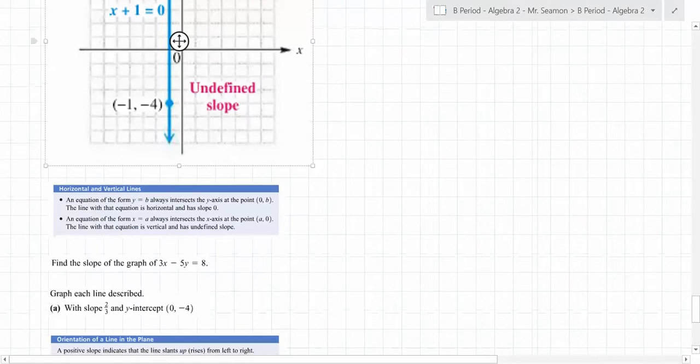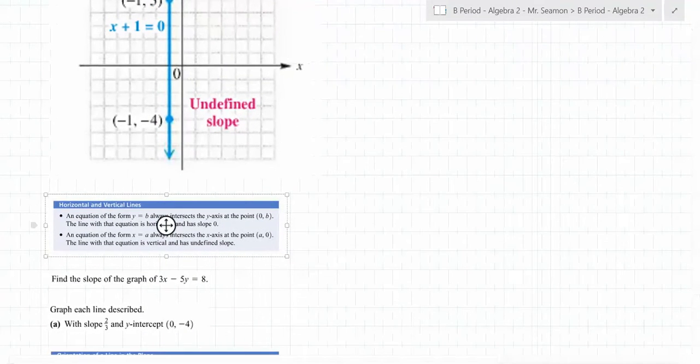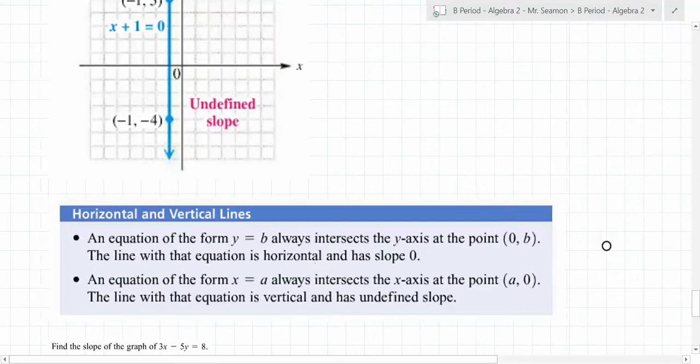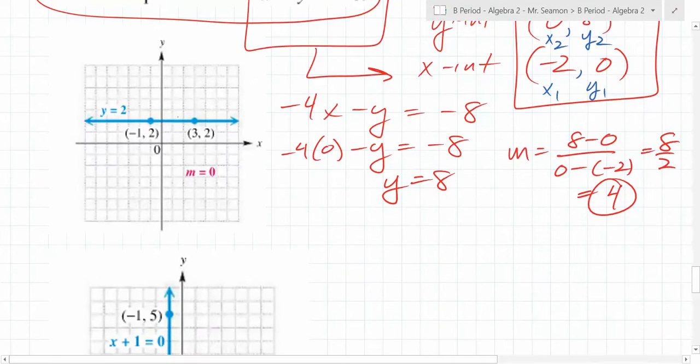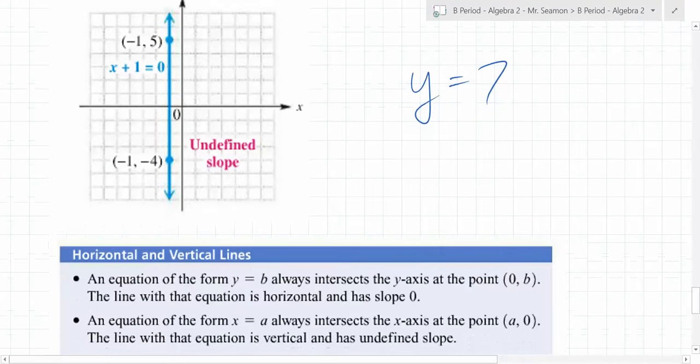Vertical. Exactly. So if you have an equation that's of the form y equals b, that's a horizontal line and it has a y-intercept of (0, b). If you have y equals 2, what's the b? b could be any y value. So for example, let's say I had y equals 7. That's a horizontal line at y equals 7. When they say b, they mean any value.